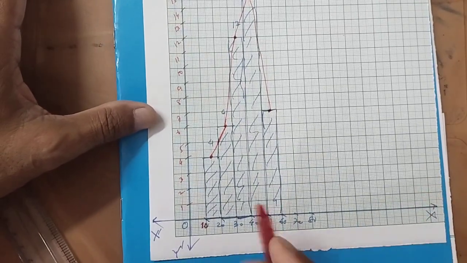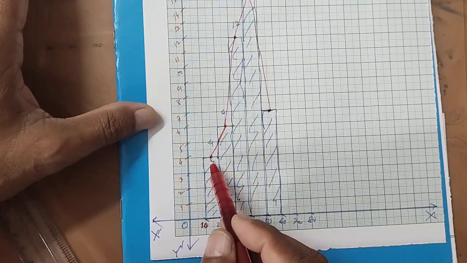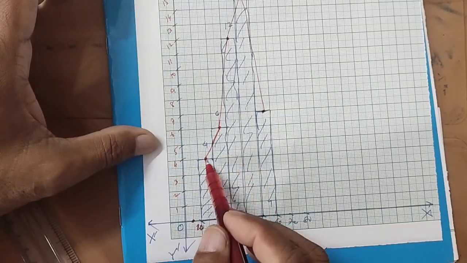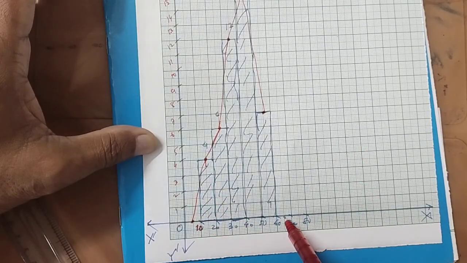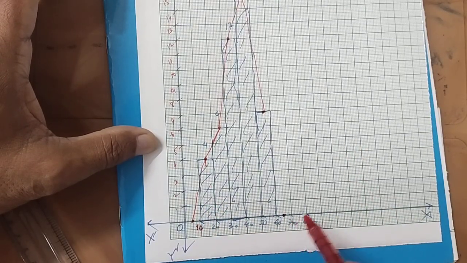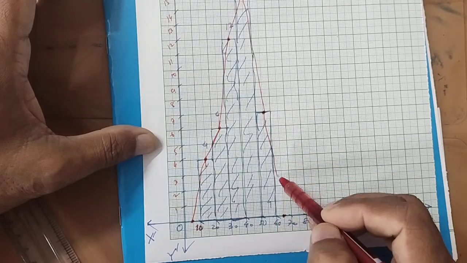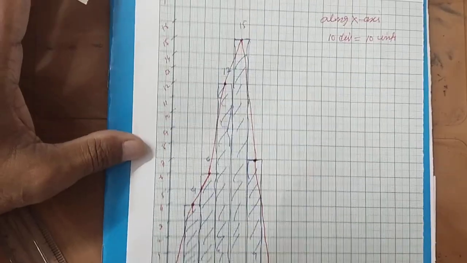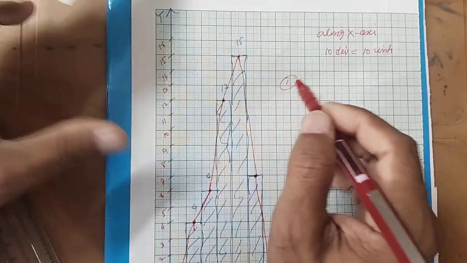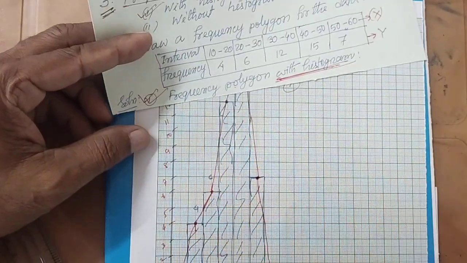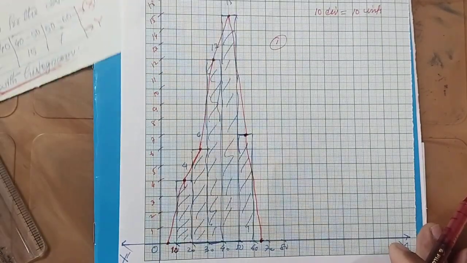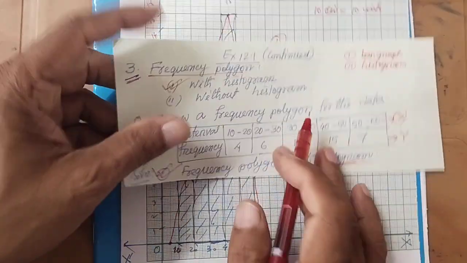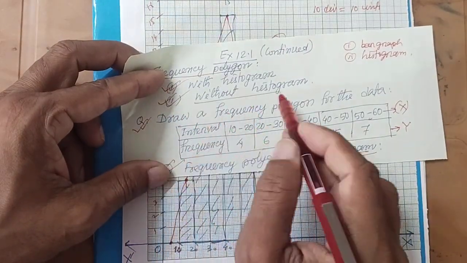Okay, and then the left rectangle you will join to the middle point of the next gap. This is the next gap in the middle point. You have to join it, and the next gap here in the right side. This is the middle point of the next gap, and the last point will be joined to the middle point of the next empty gap. So this is the frequency polygon with the help of histogram. So this is the solution for the first part. Now second one we will learn frequency polygon without histogram for the same data.